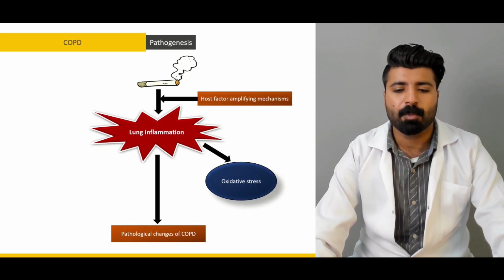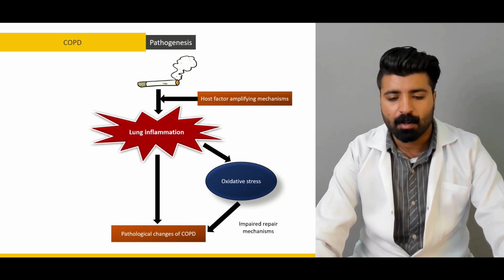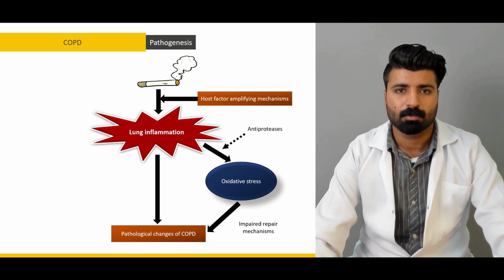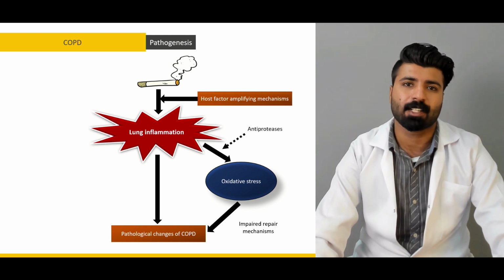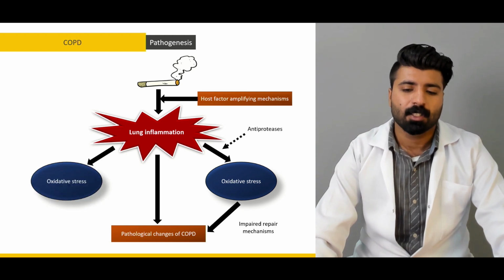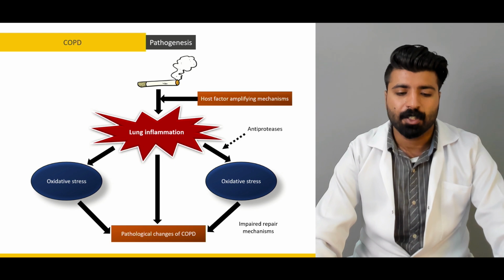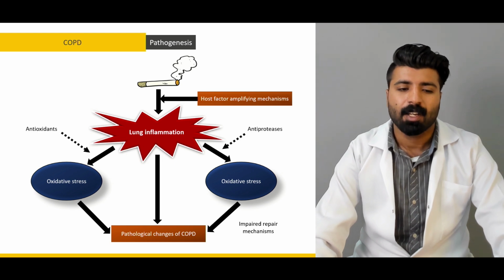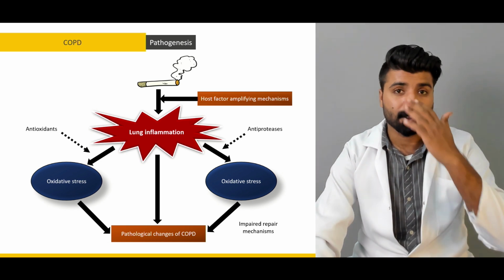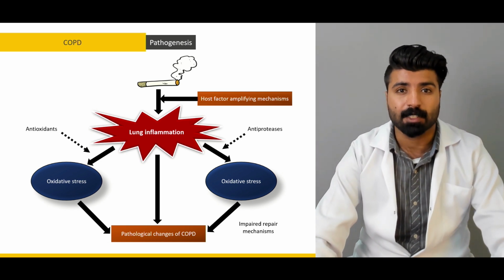Now, when the lung inflammation will happen, there will be oxidative stress, which will be followed by impaired repair mechanisms. But this is also somehow affected by anti-protease activity. On the other hand, there's oxidative stress, which will lead to pathological changes of COPD. In this, antioxidants play a major role. So two things play a major role in this: antioxidants and anti-protease activity.